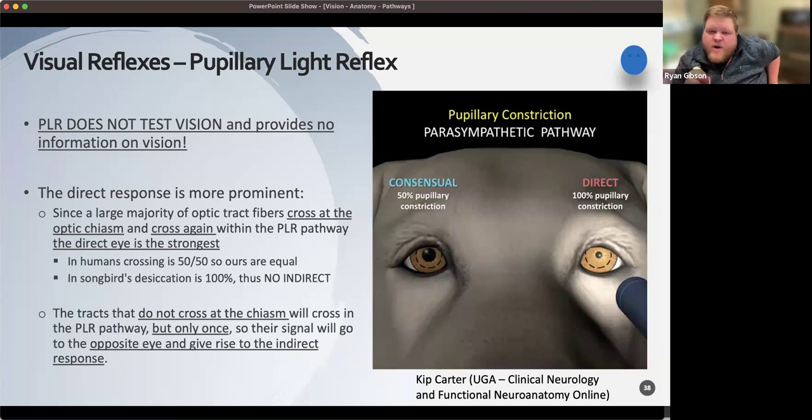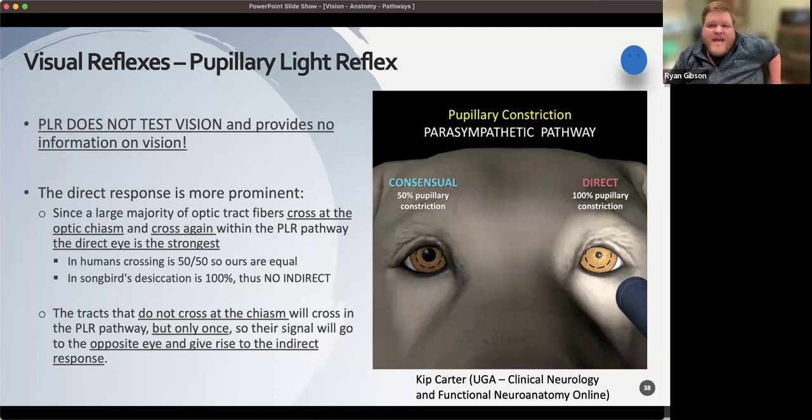25% of the signal is not going to decussate at first, but then it will decussate, and don't worry, we're going to go through this, and go to the other eye. So the signal going to the other eye is just not as strong because of how dog eyes decussate. Now, we are 50-50, all right? Songbirds is 100%. So you get variations in this.